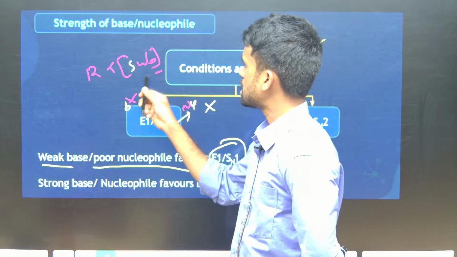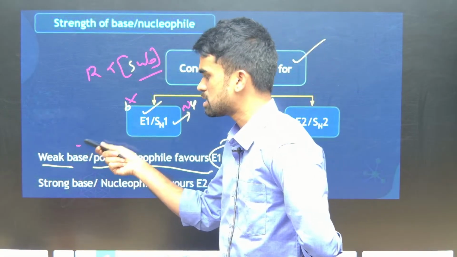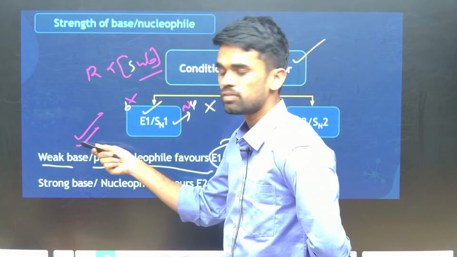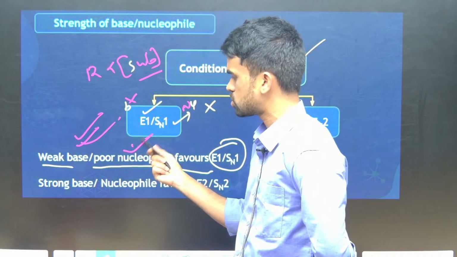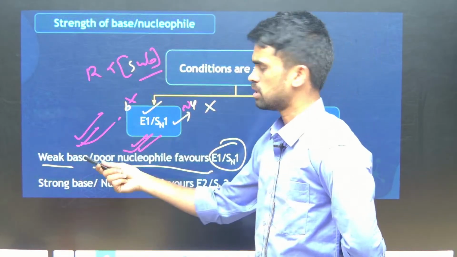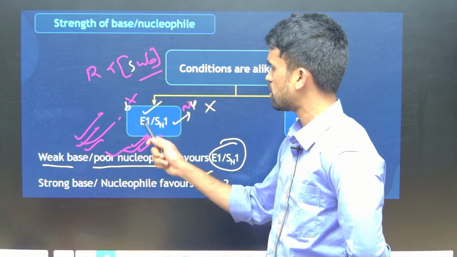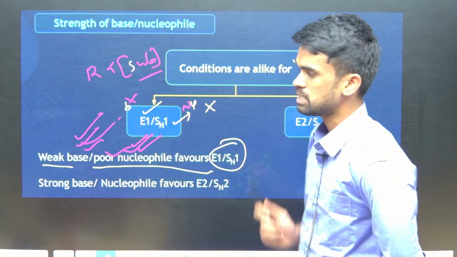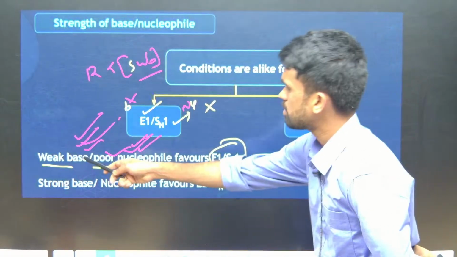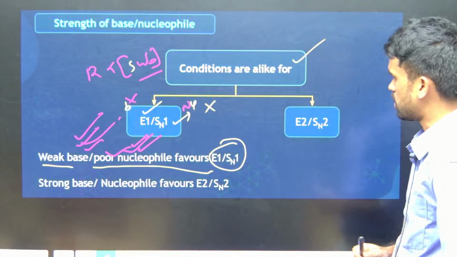So if only the substrate is involved, there is no point in discussing whether the base or nucleophile is stronger or weaker. Therefore, generally, if you take a weak base or a poor nucleophile, that favors E1 or SN1. If it is a weak base we will get E1, if it is a poor nucleophile we will get SN1, that's it.